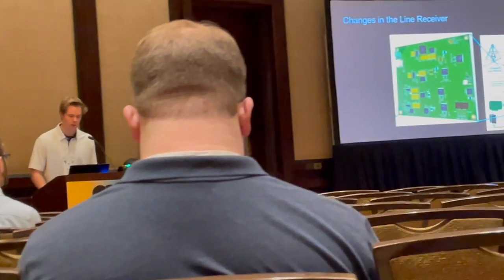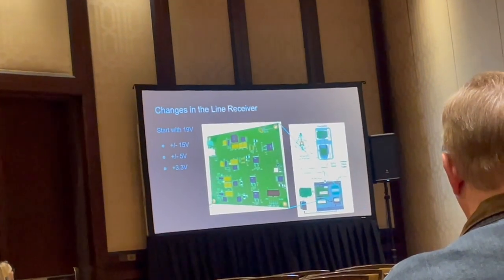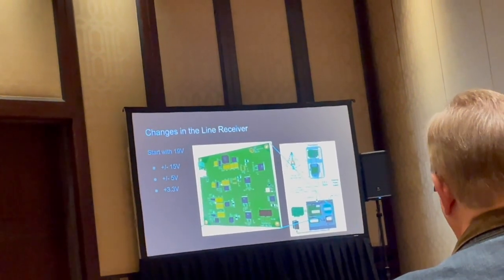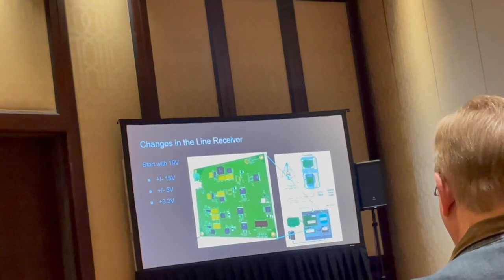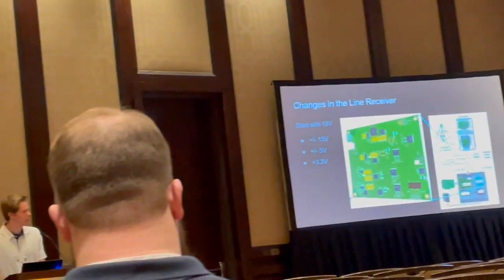So going over some of those line receiver changes, the first one, we made our own power board. We're starting with 19 volts just from a computer power supply, and we're able to get plus and minus 15 volts, plus and minus 5 volts, and plus 3.3 volts. This is just a National Instruments data acquisition card that we use for most of the data processing, and we just buy that off the shelf. And we're also using a single board computer with Windows installed on it, which makes it a little bit easier to interface.